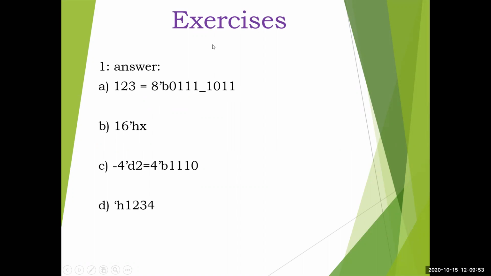They told to use underline, so this is just for readability. It does not have any much meaning. So like that you can use it, so that you can easily read the binary number. So first answer, 16 hexadecimal x, as I told you. So this is minus 4 decimal 2, or here you should not write plus or minus, because it is already converted into 2's complement form. So 4 bit 1110. Then this is an unsized number, so there is no size, so directly base format and number you are writing. Clear?